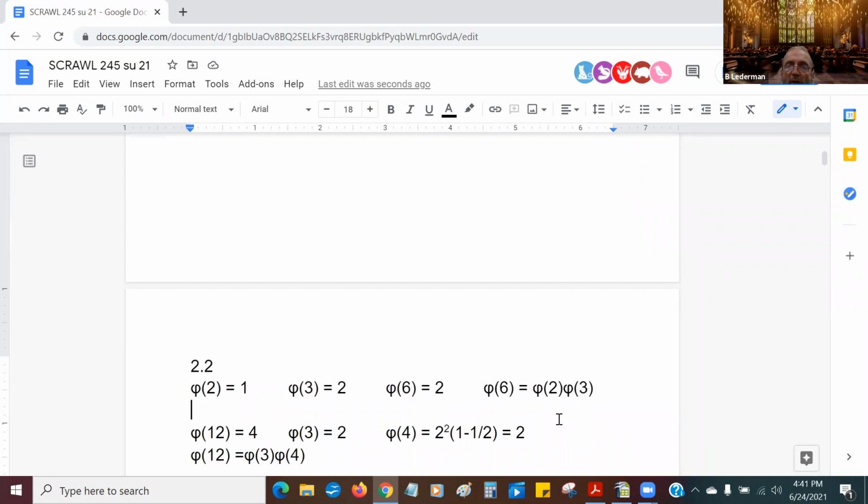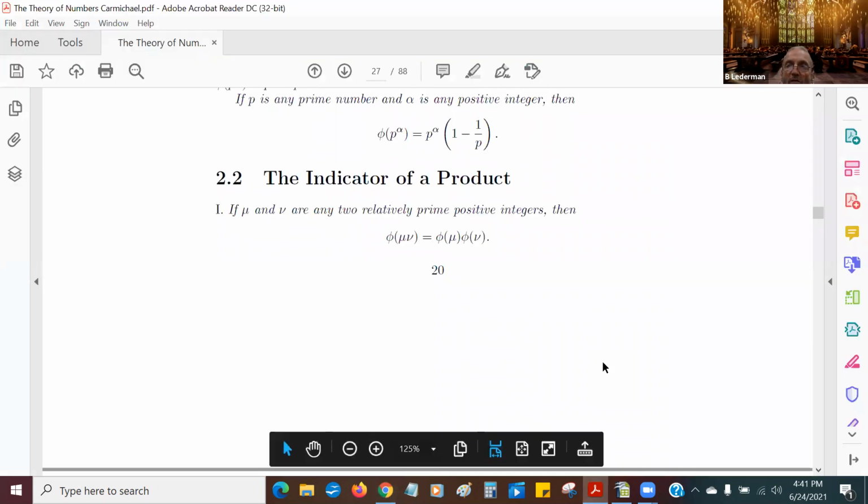Okay, let's go back to the textbook now. Let's see if we can prove this. Now I'm going to show you the theoretical proof.